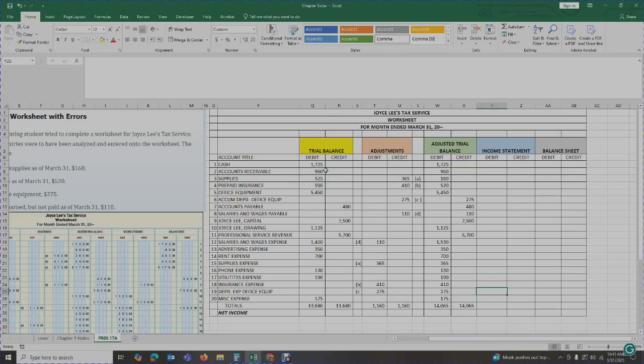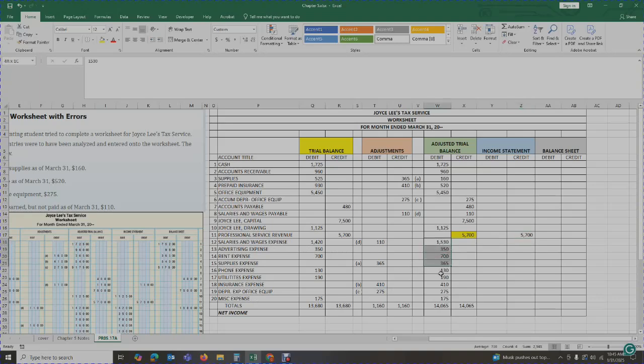Okay, so I'm going to first target what is my revenue account. My revenue account is professional service revenue with a credit balance of $5,700. I'm going to mark that off because I know that that goes on the income statement. So all I have to do is transfer it. Okay. What else do I put on my income statement? I put all of my expenses, and I've got quite a list here.